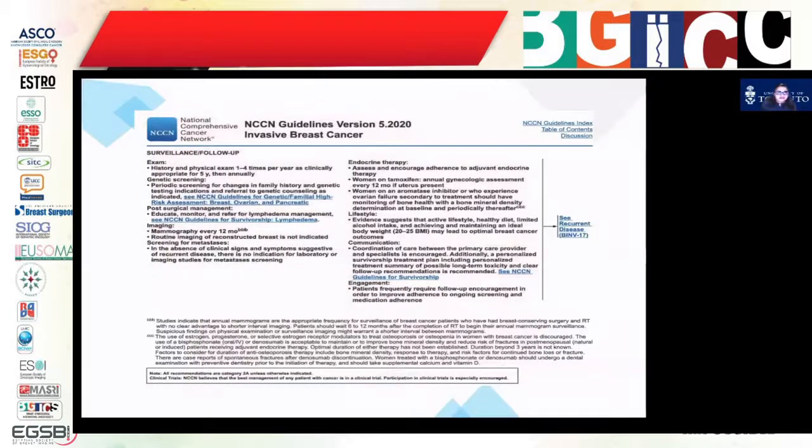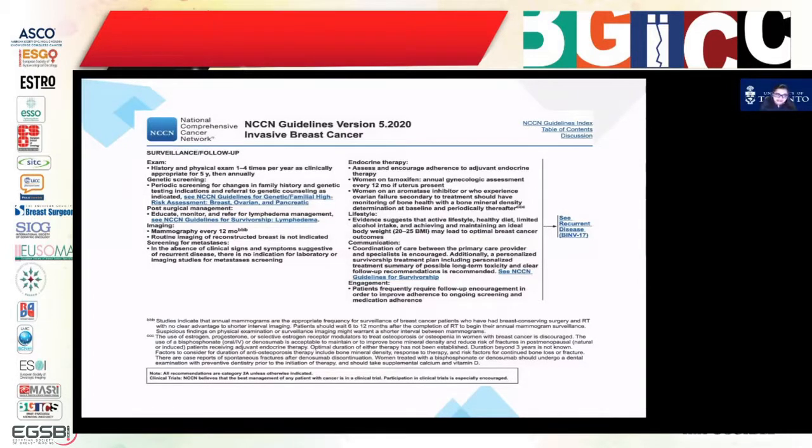So if we just look at the brief NCCN guidelines, this is just a snapshot, and basically I would like to draw your attention to imaging: how would you follow up a woman who has had treatment for invasive breast cancer. Surveillance follow-up is mammography every year. So every 12 months, mammography is suggested. There is no need of routine imaging of a reconstructed breast.